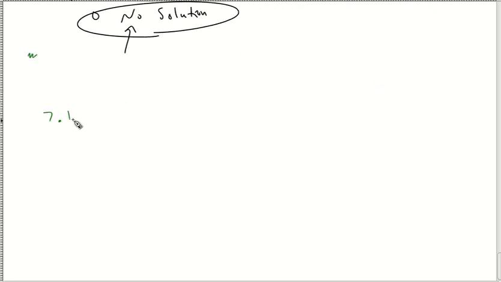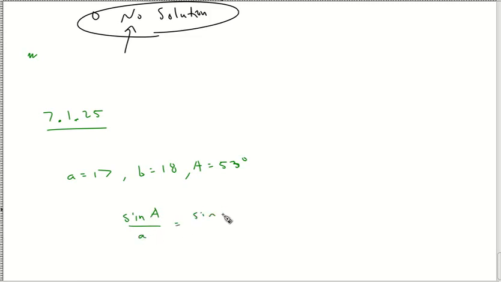All right, here we go. 7, 1, 25. So I have a is equal to 17, b is equal to 18, and then I've got A is equal to 53. Okay, Elizabeth. So, what's the first thing that I should be trying to find? Say it out loud. What am I missing? I got little a and big A. Capital B. And also C. So I need to find capital B. And so I'm going to use the law of sines and find it.